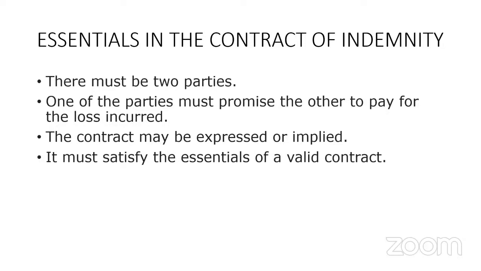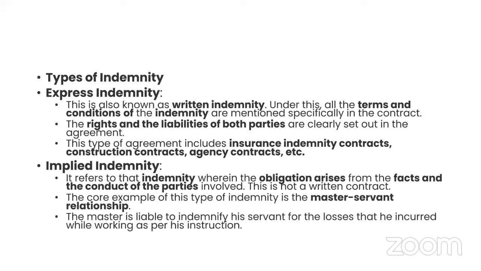In yesterday's class, we discussed the essential elements of a valid contract. So we said there should be an offer, there should be an acceptance, the consent should be free, the consideration must be lawful. All those things we discussed in yesterday's class, which are the essential elements for a valid contract. All those things should be present for a contract of indemnity also. That means offer should be there, acceptance should be there, consent should be free, all those things should be there. So these are the essential elements for a contract of indemnity.